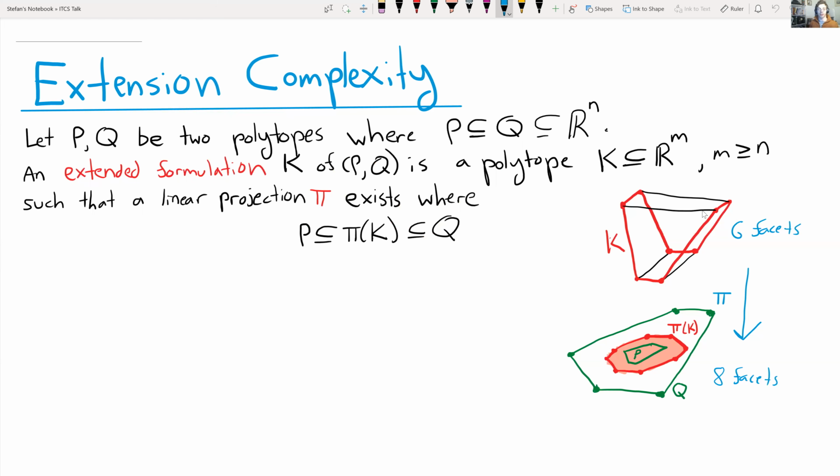So we're going to be studying extended formulations and complexity for pairs of polytopes. So let P and Q be 2 polytopes where P is contained in Q. And an extended formulation K of this pair is a polytope that lives in higher dimensions and projects in between the two. So in this picture here, we have P, the inner polytope, Q, the outer polytope, and K, which projects downwards in between the two, so containing P and a subset of Q.